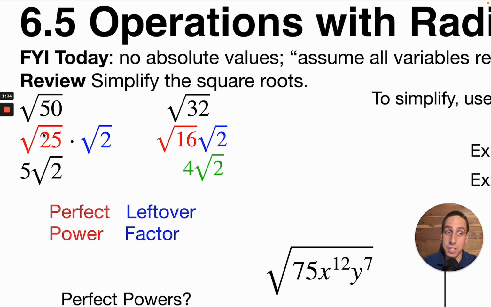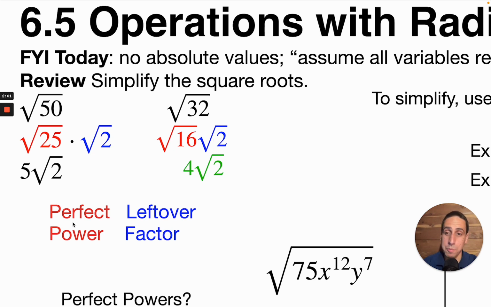We're going to actually generalize this to not just have numbers, but with variables also. So I'm going to call this the perfect power, and it's going to be in red every time for this entire lesson. And then this blue over here is the leftover factor. It's not a perfect power. It's just 25 times 2 is 50. 25 is the perfect square, and 2 is the leftover factor. 16 is the perfect square, and then 2 is the leftover.